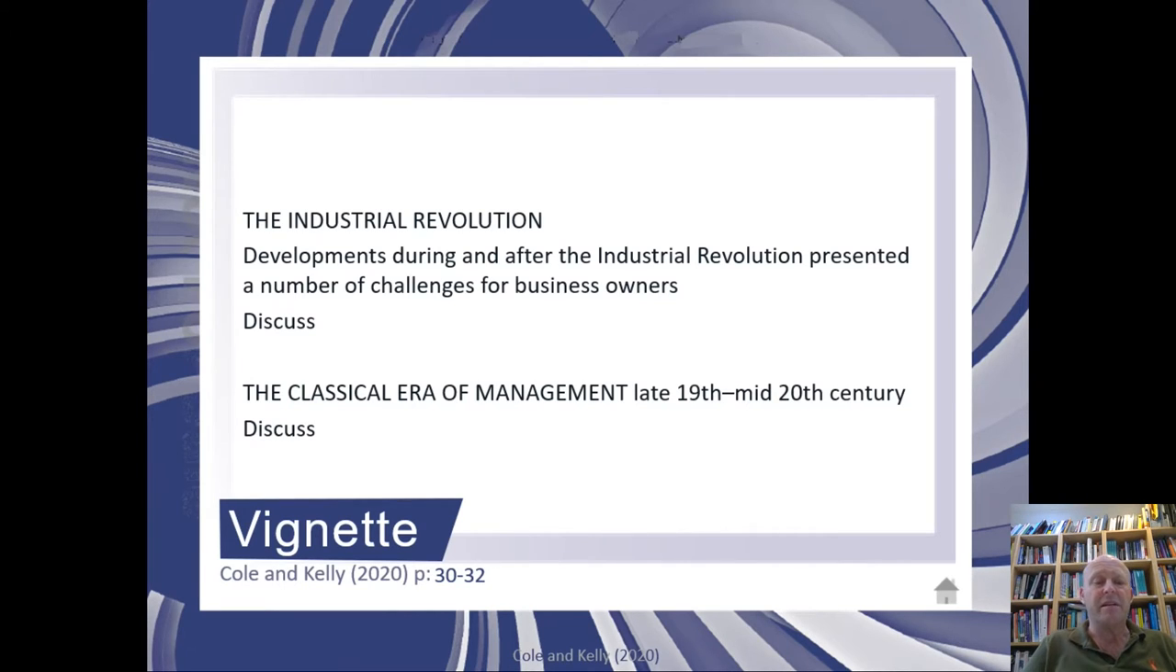So read the vignette on page 30 and 32. Try and use that to position the classical era of management, how it came to be, and what was on the minds of some of those famous scholars that contributed to it. But before we do that, I'd like to just show you a short animated video just to get you thinking about the Industrial Revolution, how it drove some of the challenges for the classical era, and what were some of the outcomes of the classical era. And then we'll look at some of those things in a little bit more detail later.